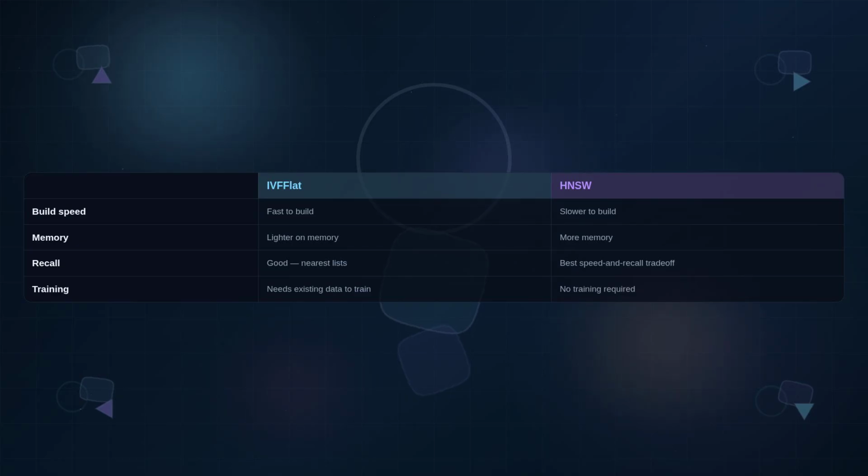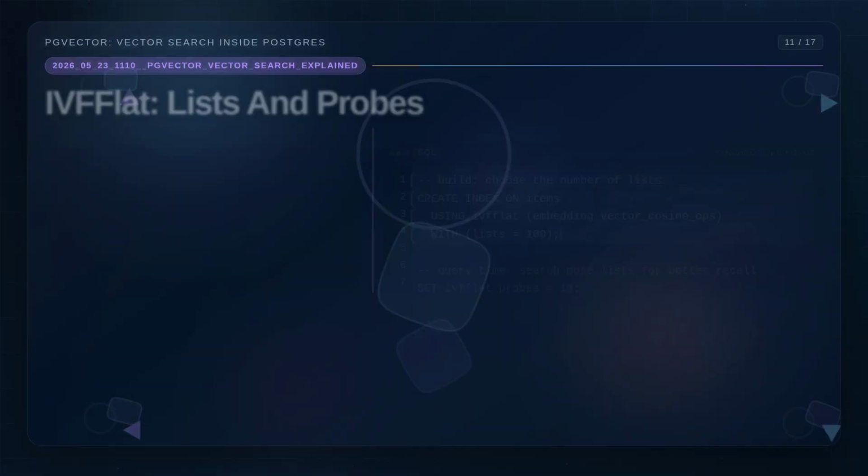IVFFlat builds quickly and uses relatively little memory, but it has one catch we will come back to. It needs to look at your existing data to decide where the group boundaries go. The second is HNSW, which builds a layered graph connecting each vector to its neighbors. A search starts at the top, sparse layer, and hops from vector to vector, always moving closer to the target, dropping into denser layers as it homes in. HNSW gives the best balance of speed and accuracy of anything in pgvector. The price is that it builds more slowly and uses more memory.